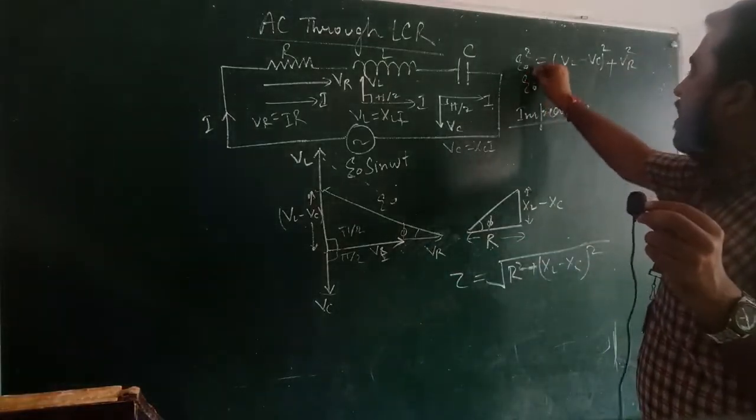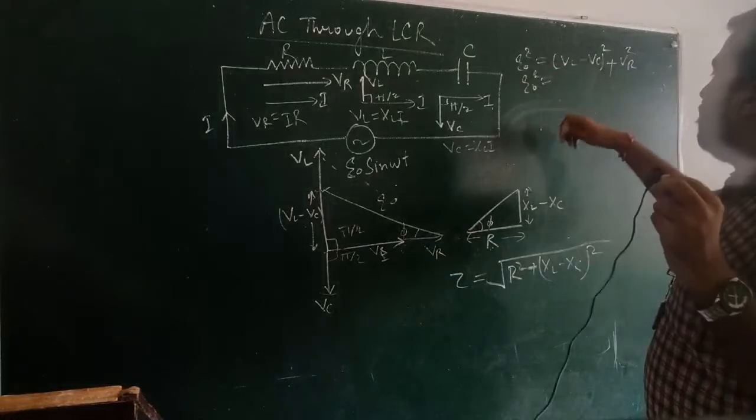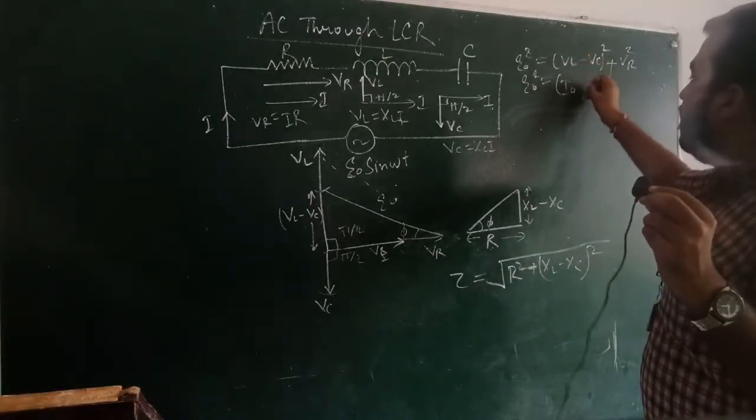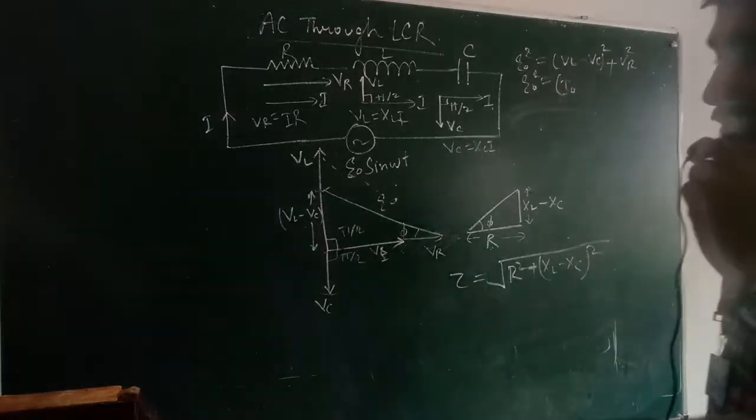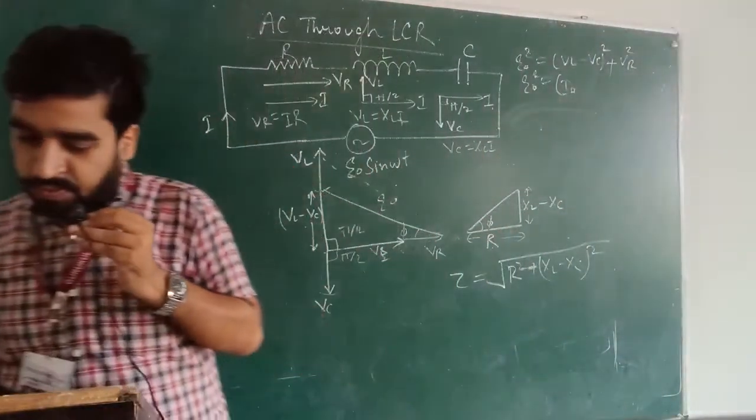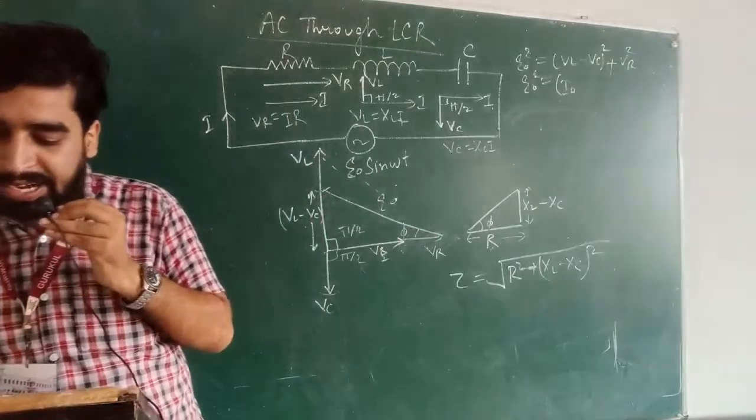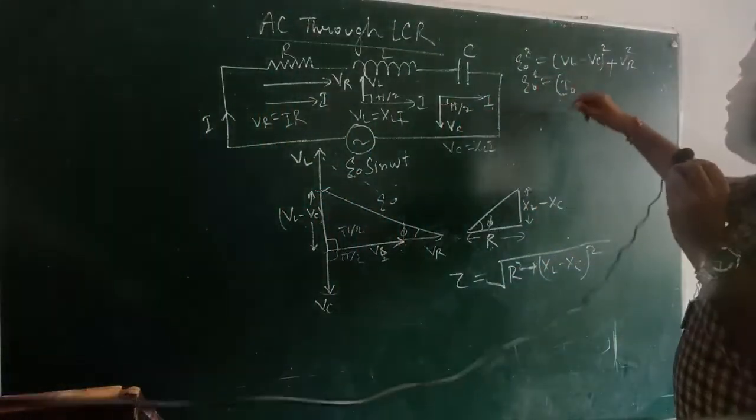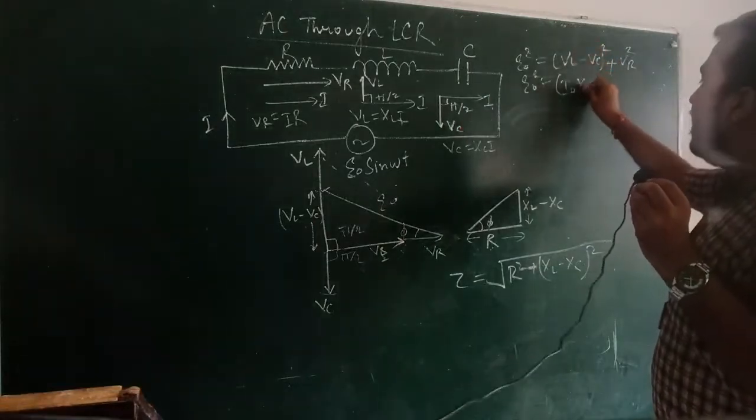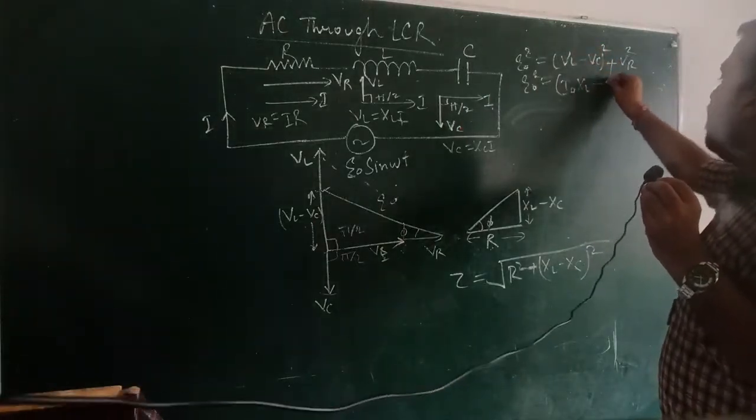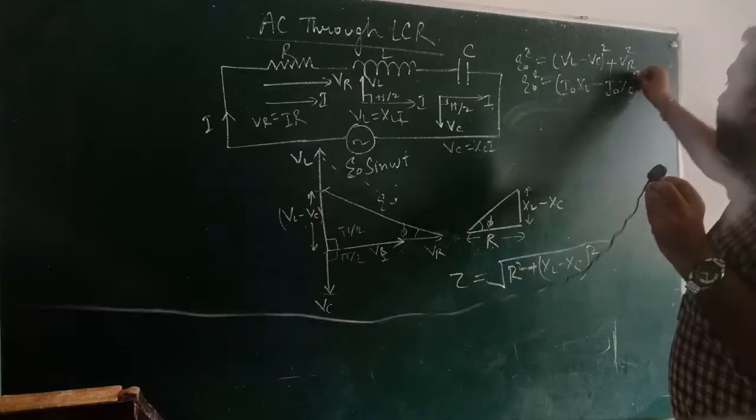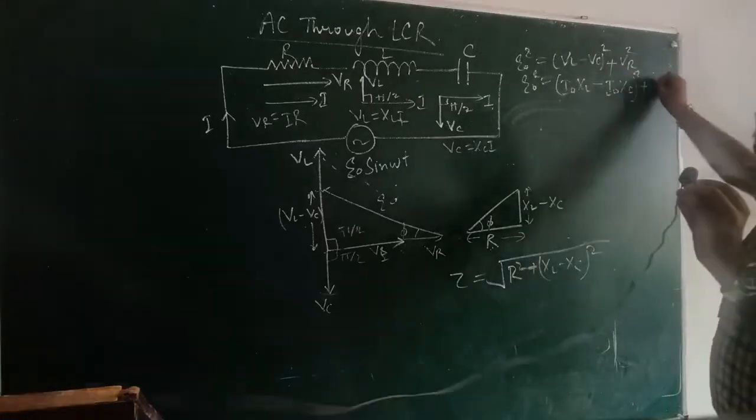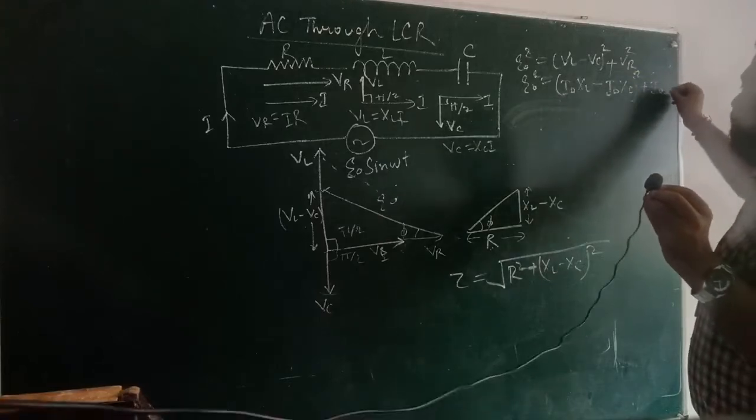Now E naught square is equal to VL minus VC, whole square plus VR square. Can we write it as I naught L? In place of this, what can we write? V naught R, VL. This we can write as I naught XL minus I naught XC, applying Ohm's law, square, plus VR square, which is I naught R square.